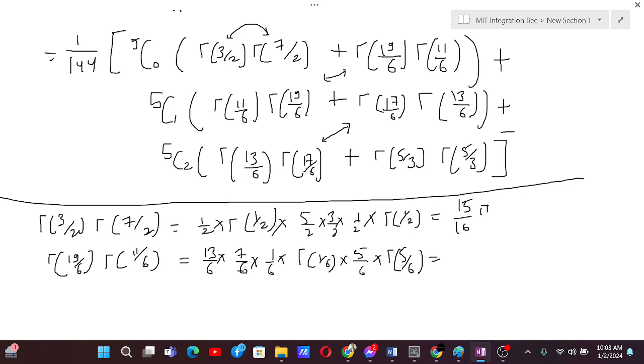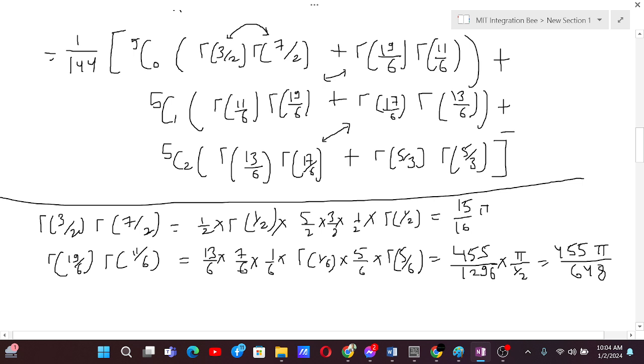13 into 7 into 5 by 6 into 6 into 6 into 6. That is 455 by 1296. And then pi by sine pi by 6. Sine 30 is 1 by 2. So that gives us 455 pi by 1296 by 2. 1296 by 2 is 648. Okay, now let's go to the other one.